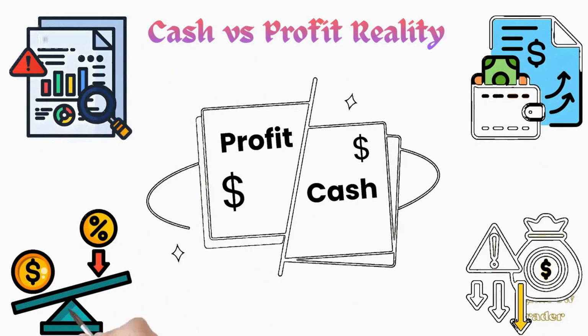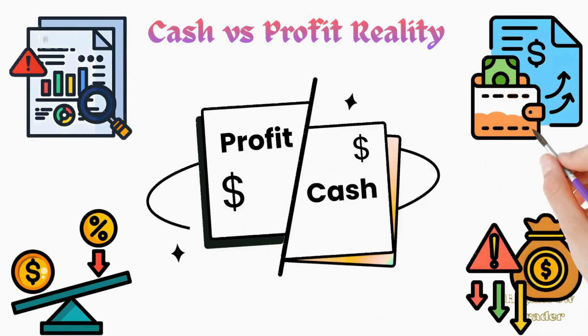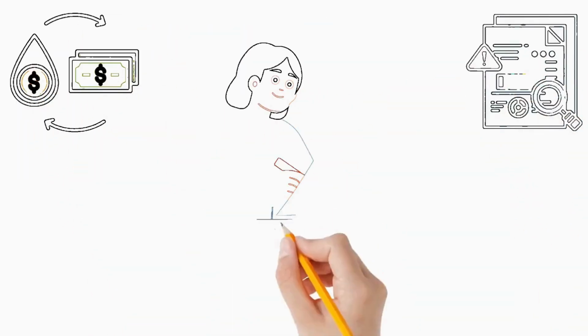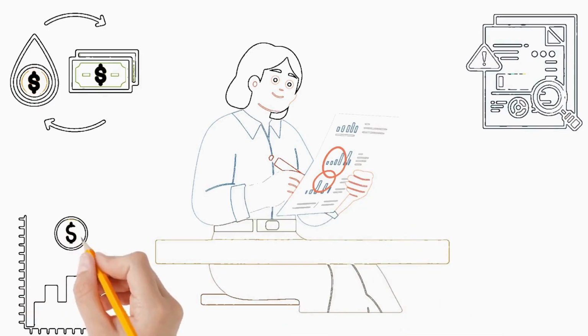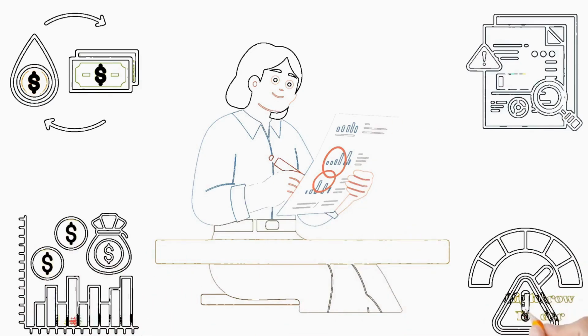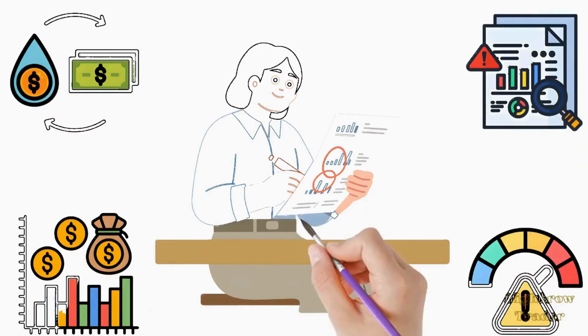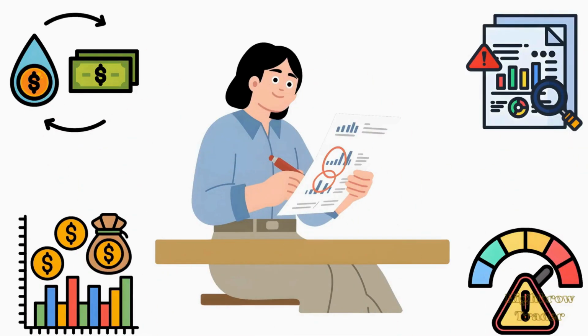Delayed collections, high expenses, or inefficient operations can create gaps between profit and cash flow. Investors analyze this relationship to assess financial stability. Strong companies consistently convert profits into cash, ensuring sustainability. Weak conversion rates may indicate underlying inefficiencies or potential financial risks.